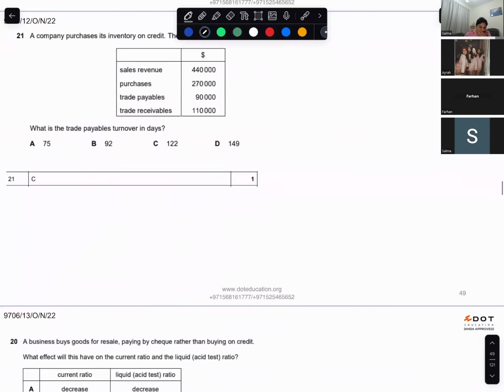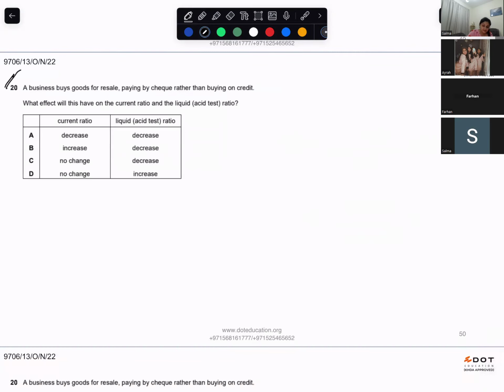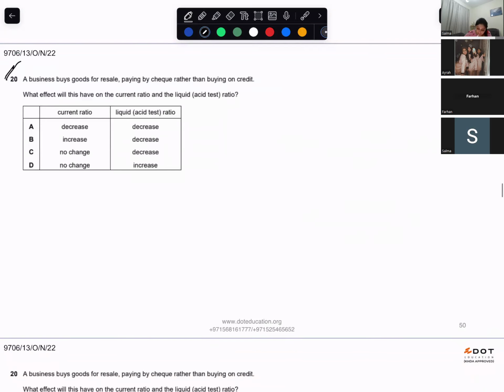Farhan, come on. A business buys goods for resale, paying by check rather than buying on credit. What effect will this have on the current ratio and the liquid asset test ratio? Buying the goods means stock is increasing. That means your current asset is increasing.